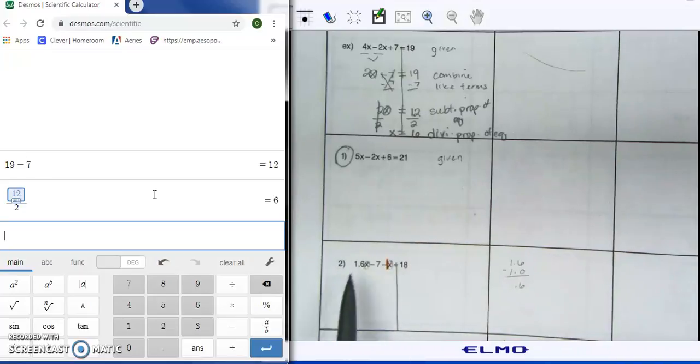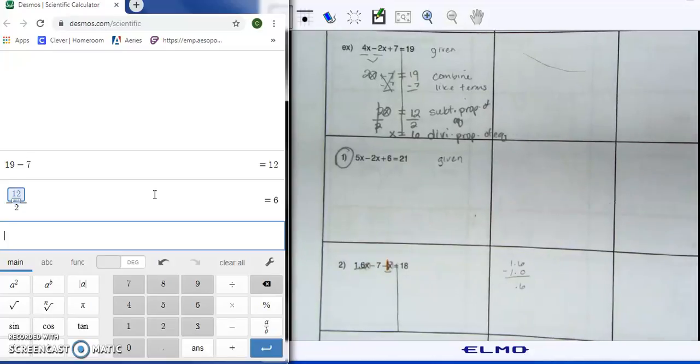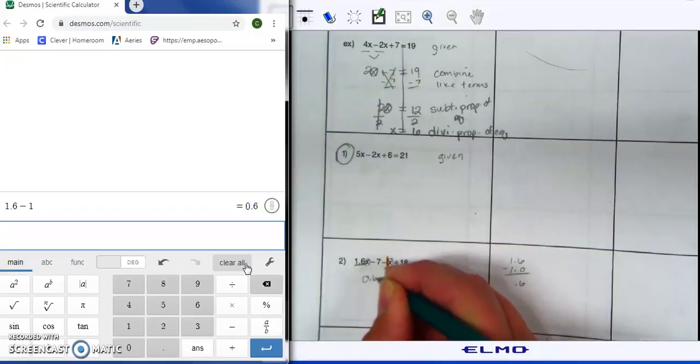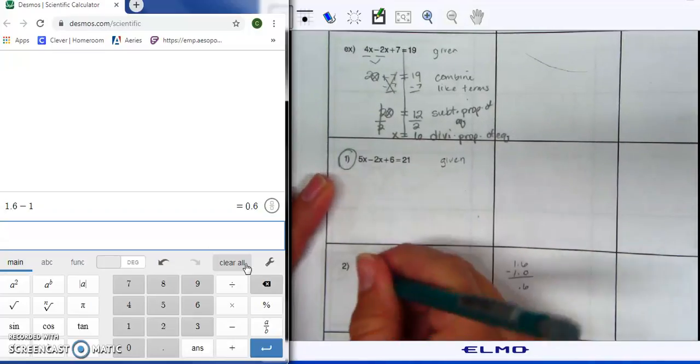So we need to do 1.6 minus 1 because we have 2 x's that are on the same side, so they are like terms and I can combine them. Now if you just wanted to check, let's clear that calculator. If you just wanted to check using the calculator, we could type in 1.6 minus 1 in here, hit enter, and it would tell us it's 0.6. Now you should be able to do that work on your own, but just in case you can't, you can use that Desmos calculator to check.